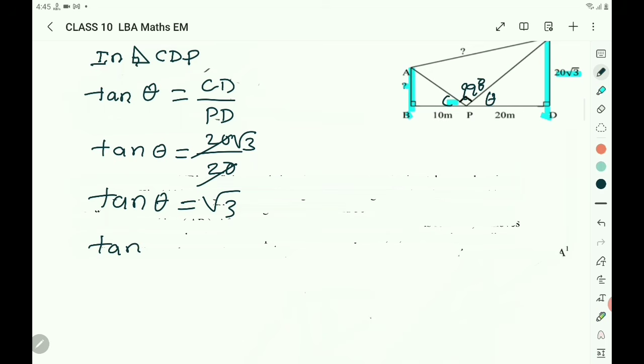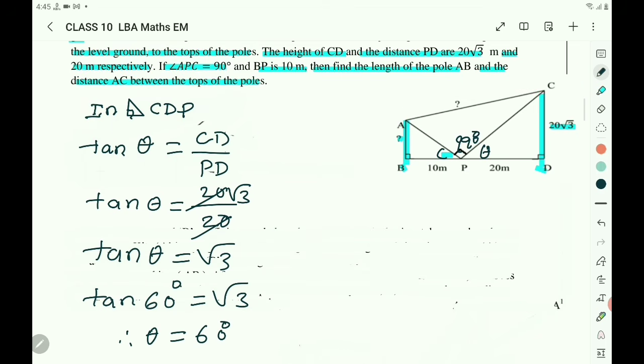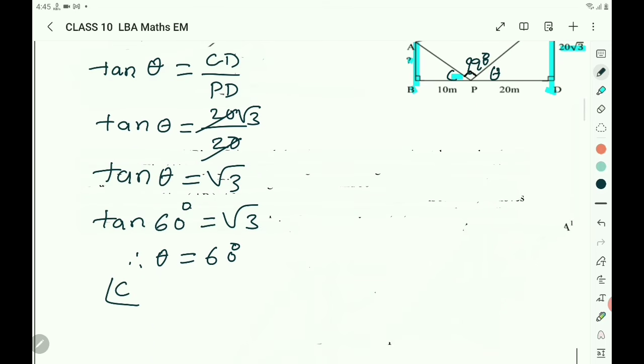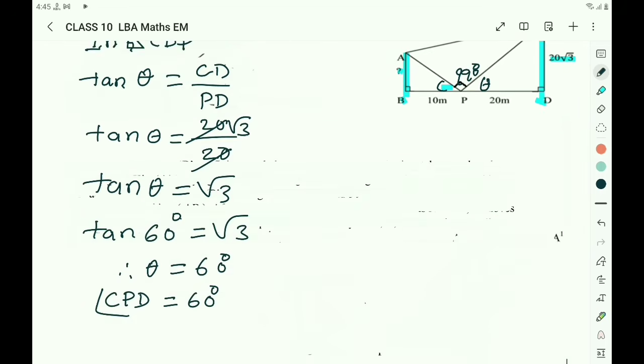Tan 60 degree is equals to what? Root 3. Therefore, theta is equals to 60 degree. Therefore, you write theta is equals to 60 degree. Which angle? Angle CPD is equals to 60 degree. Angle CPD you got equals to 60 degree. You got one angle of elevation, 60 degree.